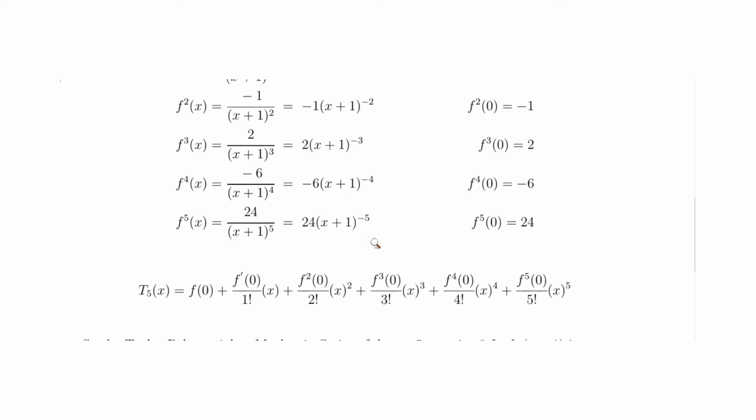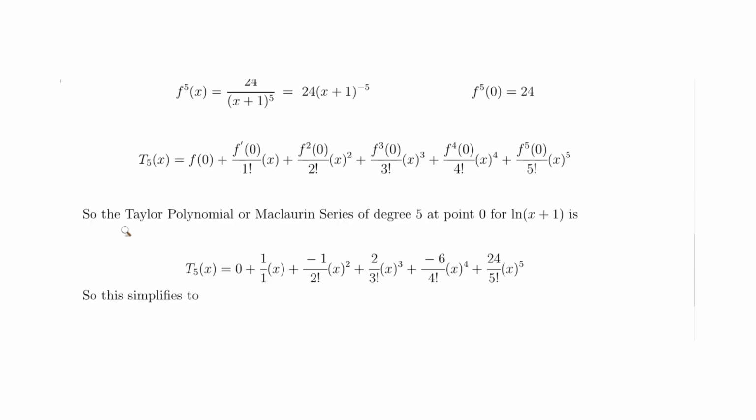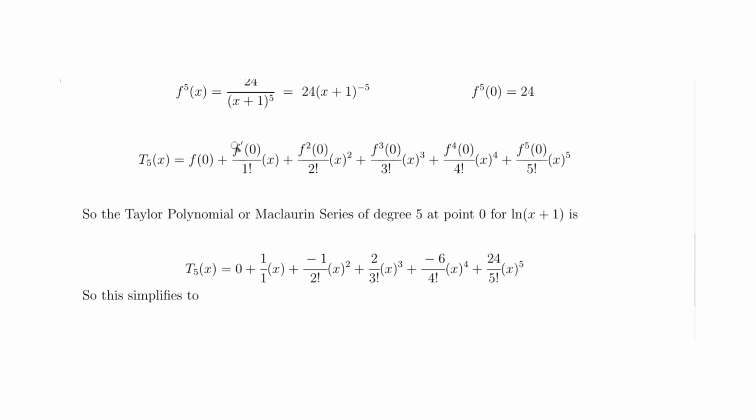So now we can simplify this a little bit more and put all these values in place of these symbols for the fourth derivatives, third derivatives, and so on. So now what we end up with is the Taylor polynomial. We could also call it a Maclaurin series if you wished, of degree 5 at point 0 for natural log of x plus 1. It is 0. So f of 0 was 0, that value was 0. The first derivative we calculated was 1, which we had here. So that's the 1 there. So you put the 1 in there. 1 over 1 is where that comes from.